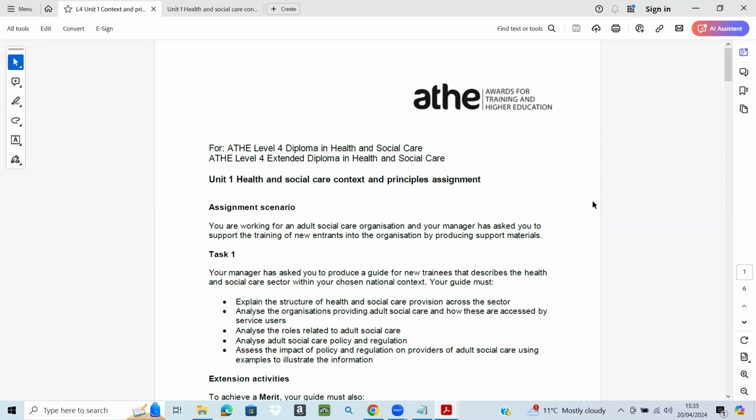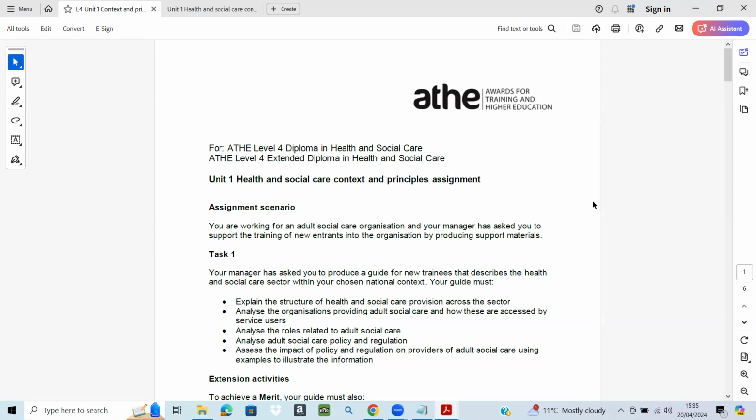And we also discussed compassion, and compassion involves empathy and caring actions towards service users. It supports emotional well-being and helps build trust, which are crucial for effective care. So we have covered most of the things in our previous lecture which we need to discuss in the assignment.